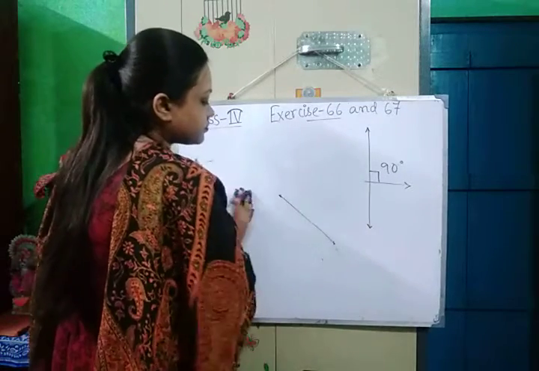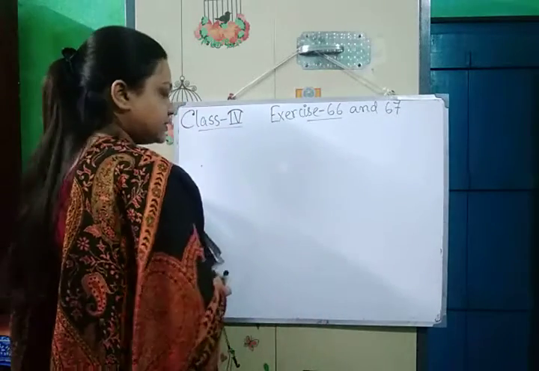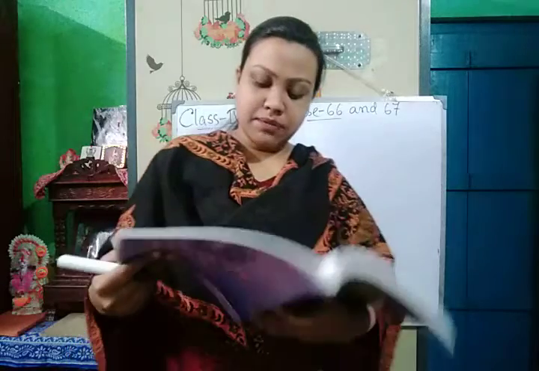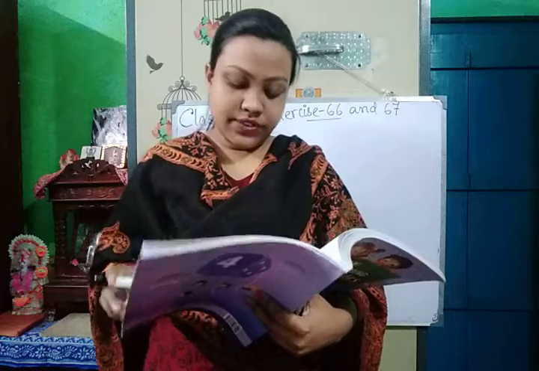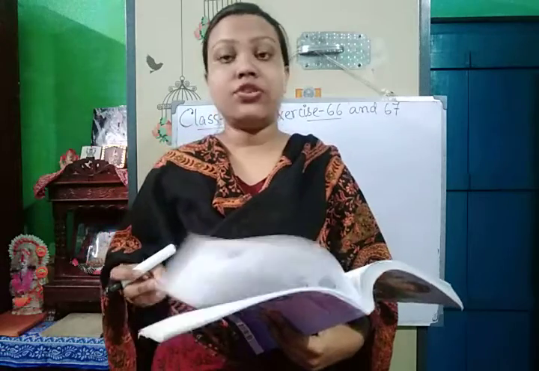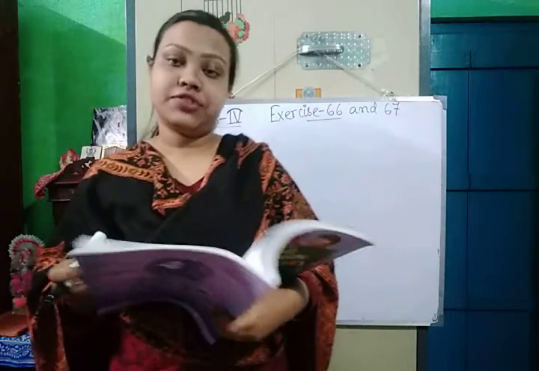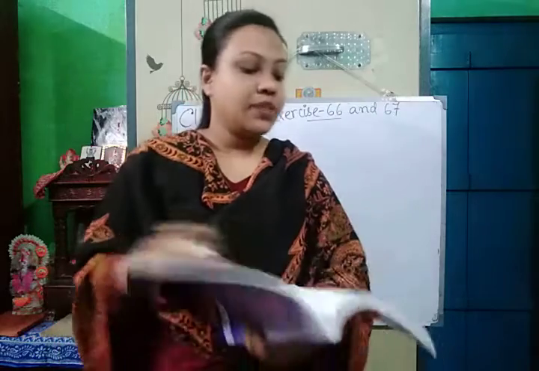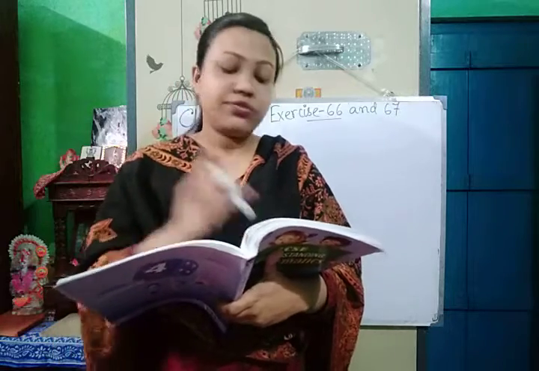Now in exercise 66, a few sums are there. Question number 1 is to tick the pair of parallel lines in the following, which is very easy. And question number 2 is to tick the perpendicular lines in the following, which is also very easy. That will be your homework, as you are learning this for the first time. If you cannot understand, then you can call me. Question number 3 you don't need to do. Question number 4 only I am doing.